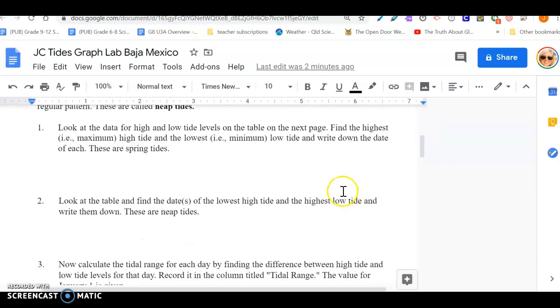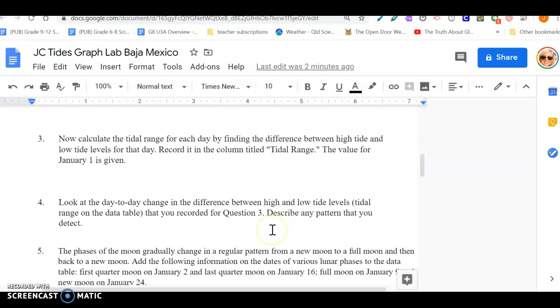And then here's the 6 questions I want you to answer. Number 1 says, look at the data for high and low tide levels on the table on the next page. Find the highest high tide and the lowest low tide and write down the date of each. These are spring tides. So you can do that now right under number 1. Number 2 says, look at the table and find the dates of the lowest high tide and the highest low tide and write them down. These are neap tides.